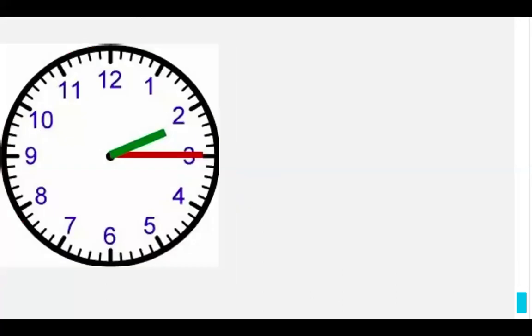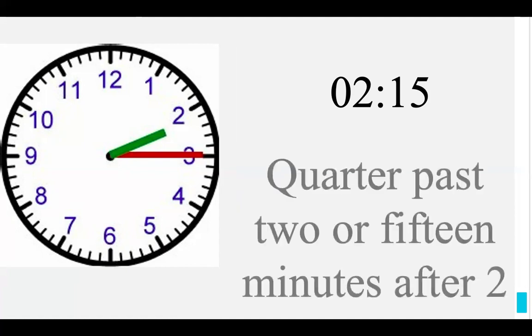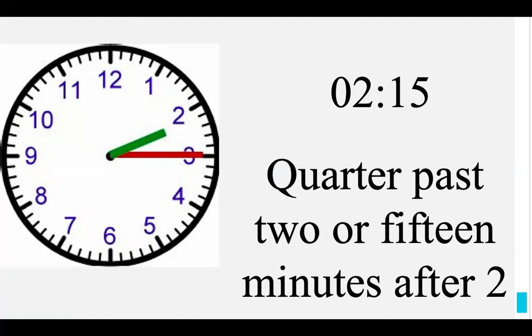So this one. Okay. Oh, sorry. That is 2:15. Okay. The short hand is on 2. The long hand is on 3. So we counted 5, 10, 15. So that is 2:15. Or we can read it as quarter past 2. Why is it quarter past 2? Or 15 minutes after 2.